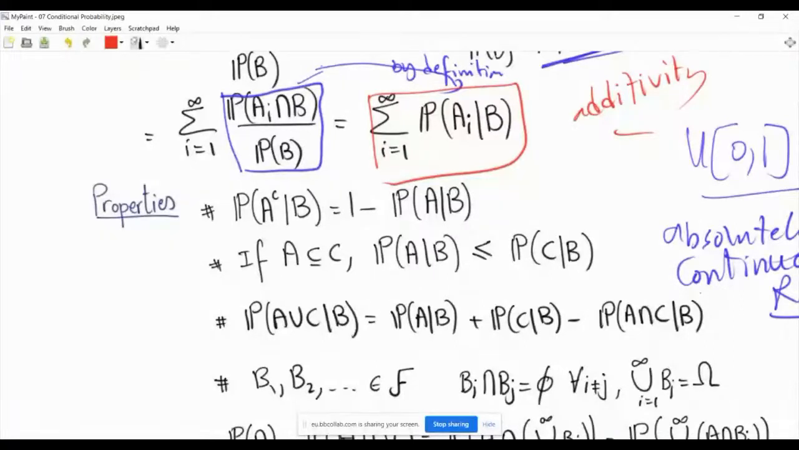Because conditional probability is a probability measure, what do you expect? It has all the rules of probability measures. Just by proving that conditional probability is a new probability measure defined on omega and the associated sigma algebra, everything that we showed in the previous lecture is applicable here. So definitely the probability of A complement given B is 1 minus the probability of A given B. This is true. The sum of the probability measure applied to an event and its complement should be 1, so this will be true.